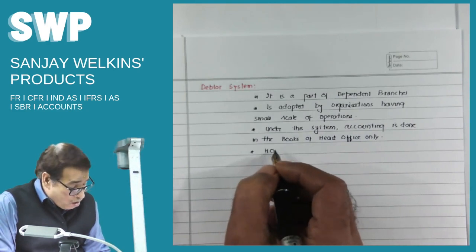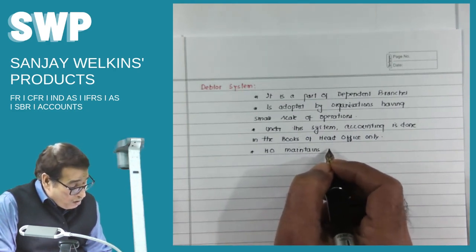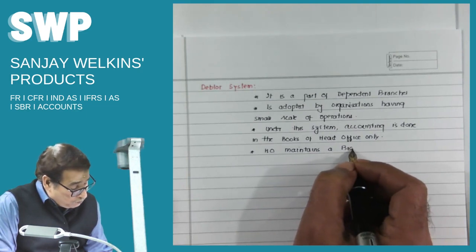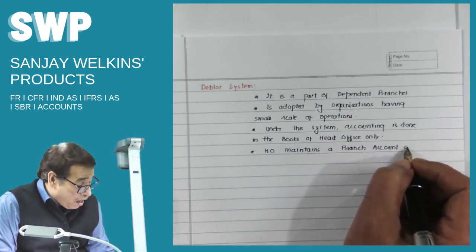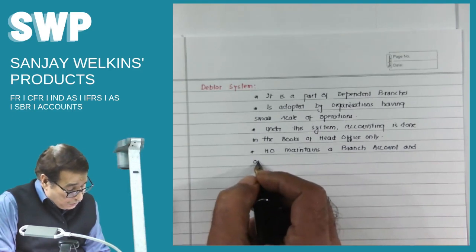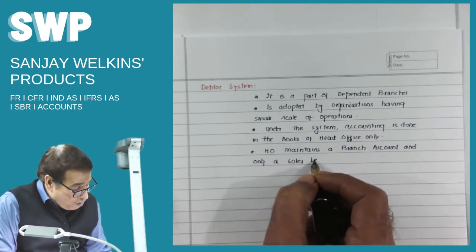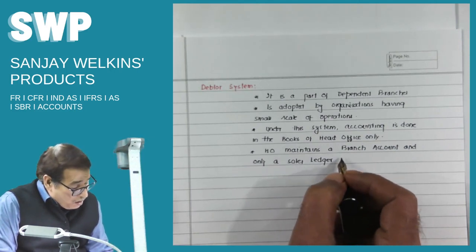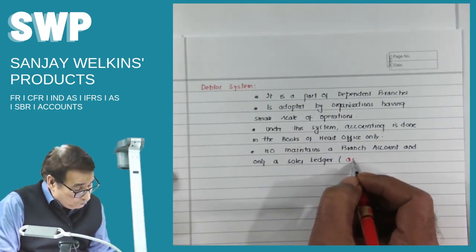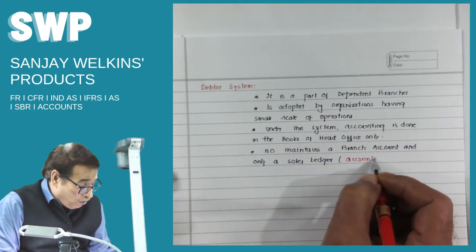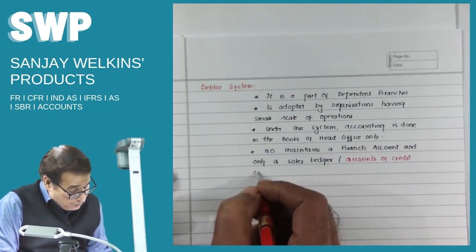Head office maintains a branch account and only a sales ledger. And I told you the meaning of sales ledger. Sales ledger means accounts of credit customers.